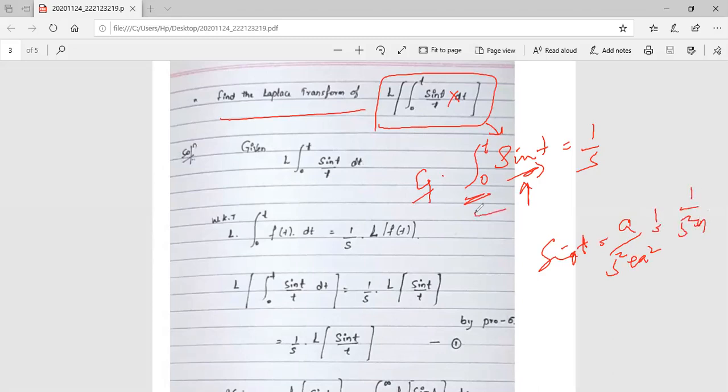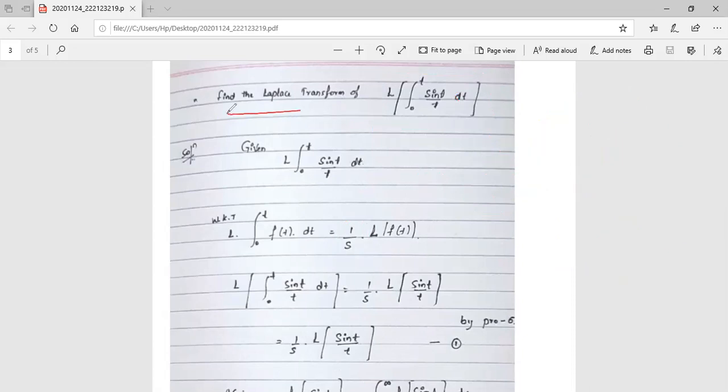So for this integral function, we will write 1 by s as it is, according to the definition of the integral property, into the Laplace transformation of the remaining sin t function. This is 1 divided by s square plus a square, and a square means 1, that is s square plus 1.